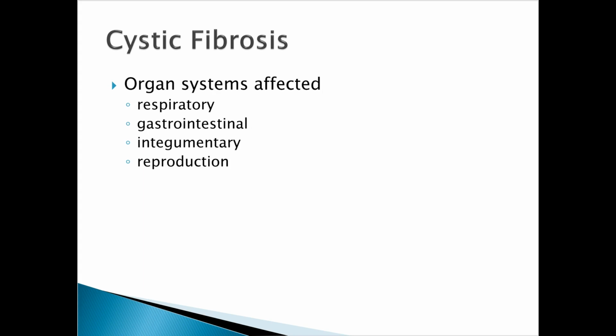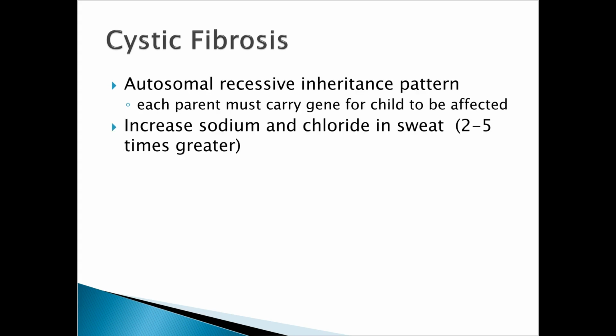Like I said, it's more than just respiratory. It's GI, it's your skin and your reproductive systems as well. It is an autosomal recessive inheritance pattern, so each parent carries the gene for the child to be affected. And since it is recessive, it doesn't mean that the child will be affected. It just means that they can be. I know a family where the parents have 2 children and the girl has it and the boy does not.